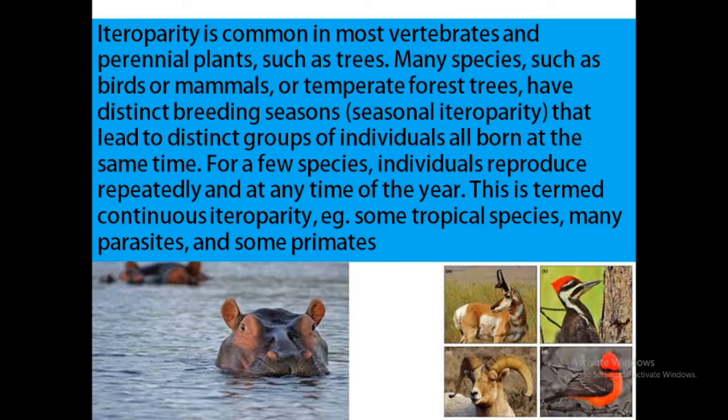On the other hand, a few other species reproduce repeatedly at any time of the year. This is termed continuous iteroparity. Some parasites, some primates, etc., are examples.